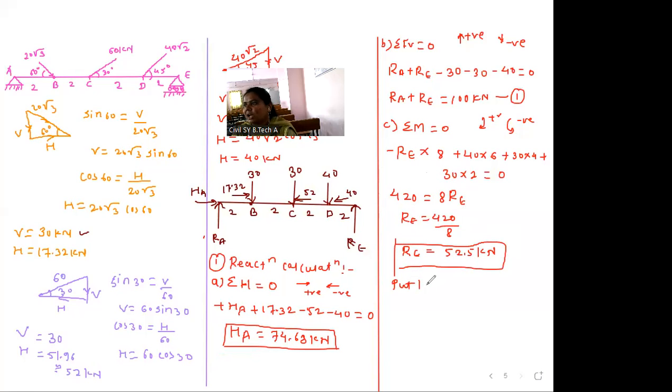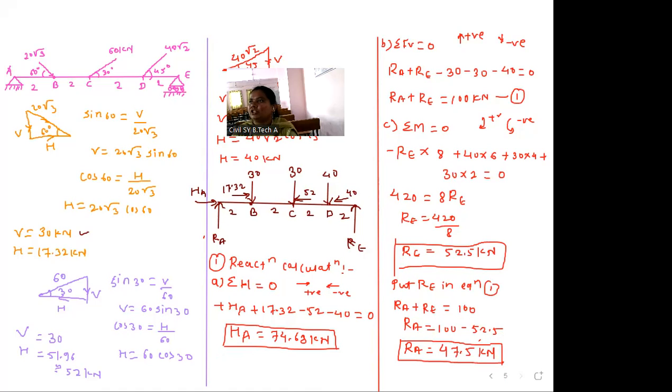So put RE in equation 1. Our equation 1 is RA plus RE equal to 100. So RA is equal to 100 minus 52.5. You calculate and tell me the value of RA, which is equal to 47.5 kilonewton. So these are the reaction calculations.